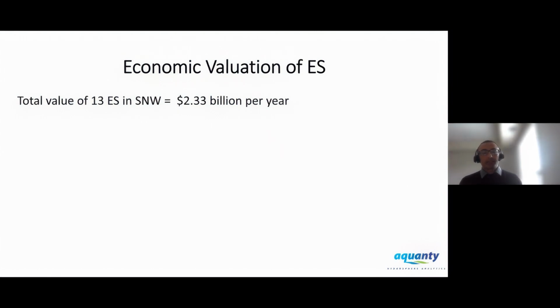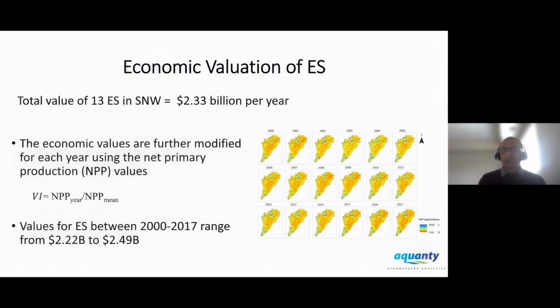Now the challenge was to vary this value over a time period of 18 years, from 2000 to 2017. So we have collected NPP data, and we have applied it on this mean value, and we have varied the value over the modeling period. And the variation is from $2.22 billion to $2.49 billion from 2000 to 2017.